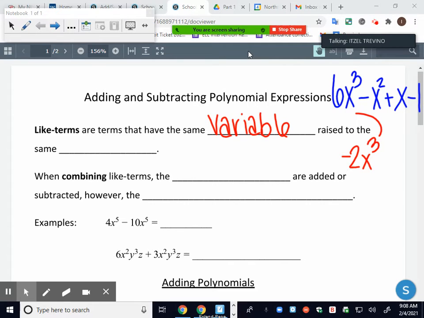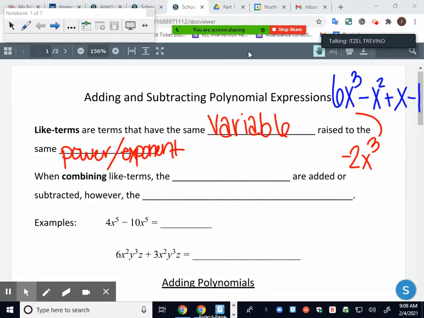And it does. We've seen it many times, right? And they're raised to the same what? You can say to the same power. You can say to the same exponent. We're referring to them both being cubed. Okay? They would be considered like terms, right? So when combining our like terms, the blank are added.